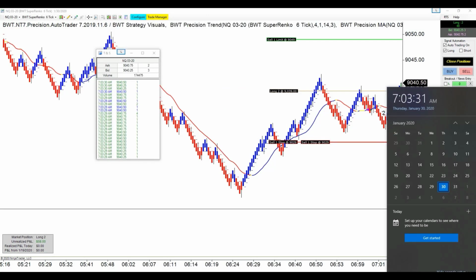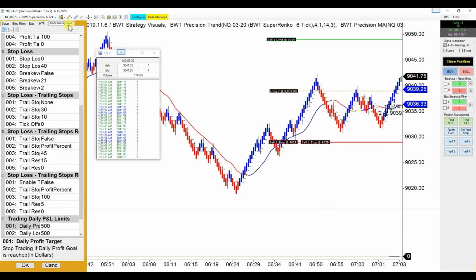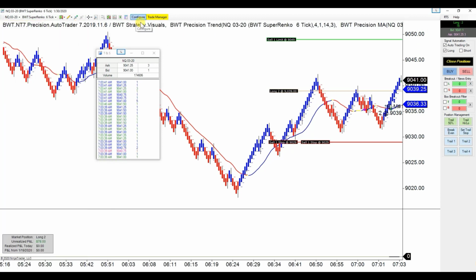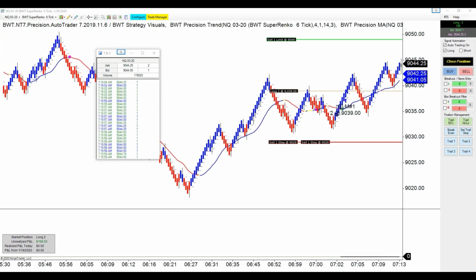January 30th, a little after 7 a.m., taking a long on the Super Enco 6. You've seen this template before: $500 stop and target on 2 contracts. Okay, so why a long? I have no idea. No, I'm kidding.